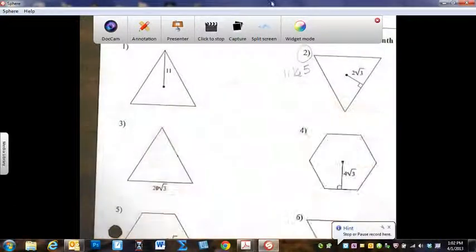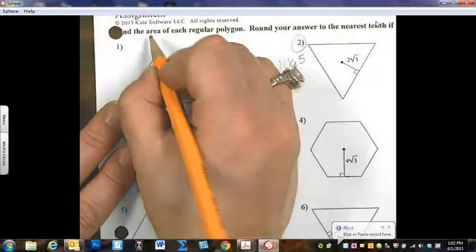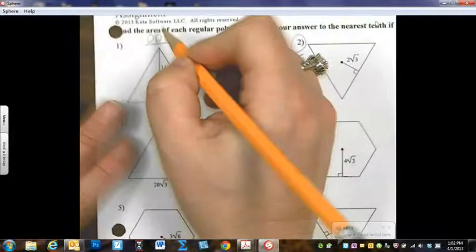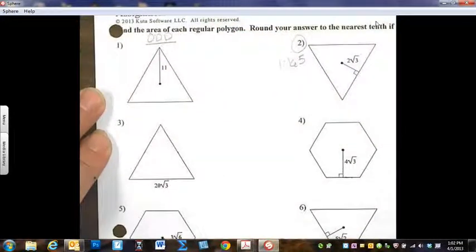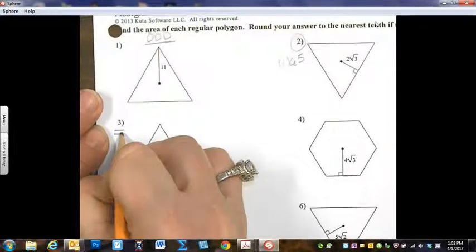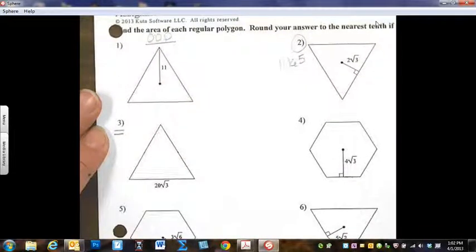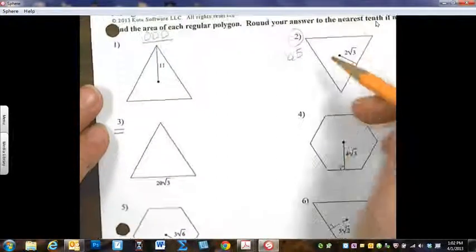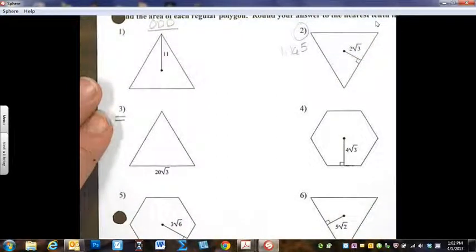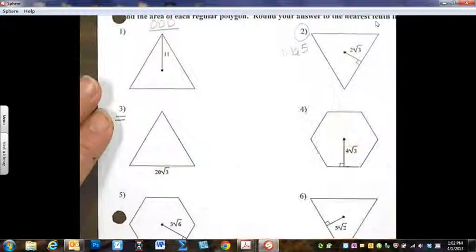Hey guys, I'm going to be doing a few of these problems from the back of your homework. Remember, your homework is just to do these odd problems, 1, 3, 5, 7, 9. I'm going to do number 3 for you and with you, but then I'm going to do 2 and 8. And 2 is like number 5 here. These are similar type problems.